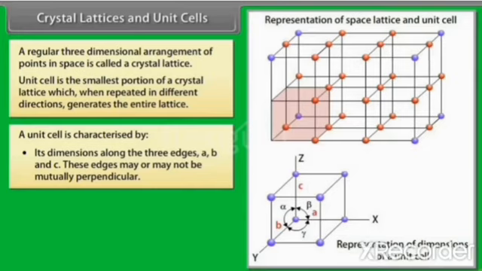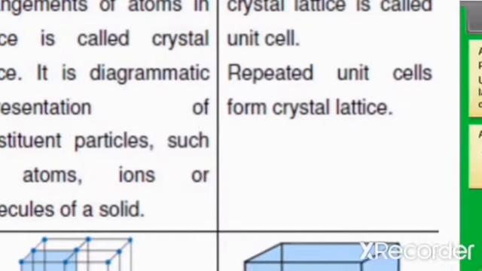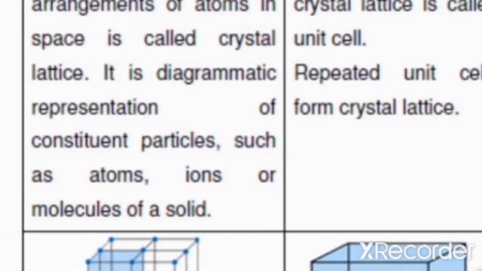So look here, what do you mean by a unit cell? The whole part is called the crystal lattice and the shaded part is called the unit cell. Then what is the difference between a crystal lattice and a unit cell? A crystal lattice is the orderly three-dimensional arrangement of atoms in space, and the smallest unit of the crystal lattice is called the unit cell. Okay children, each point in a crystal lattice represents a constituent particle.